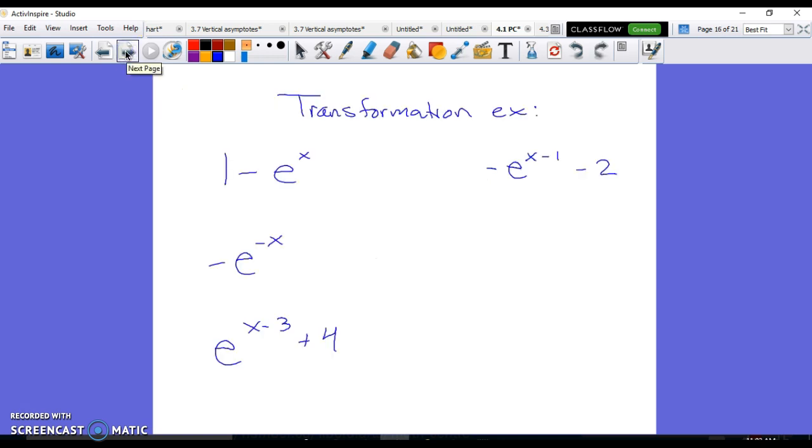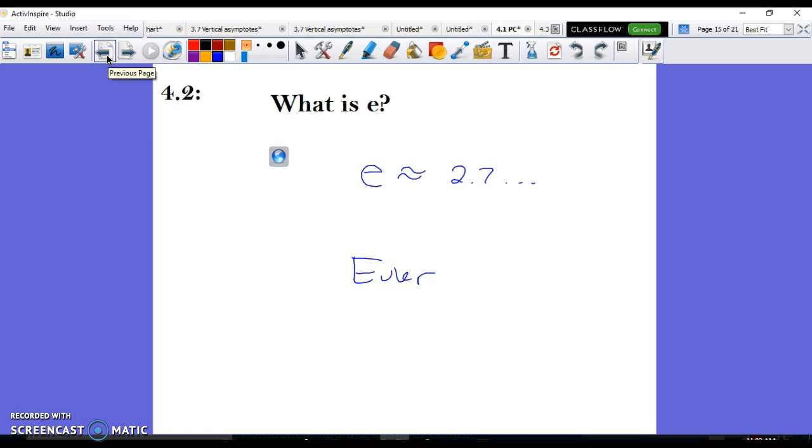So your transformation rules are the same for this as they are with just a number. So think about, if we know what 2 to the x looks like, and we know what 3 to the x looks like, e is somewhere in between there. It's 2.7. So if 2 to the x is an exponential function like this, 3 to the x is just going to grow a little quicker, and e to the x is just somewhere in between there, closer to the 3. That's really all it is.